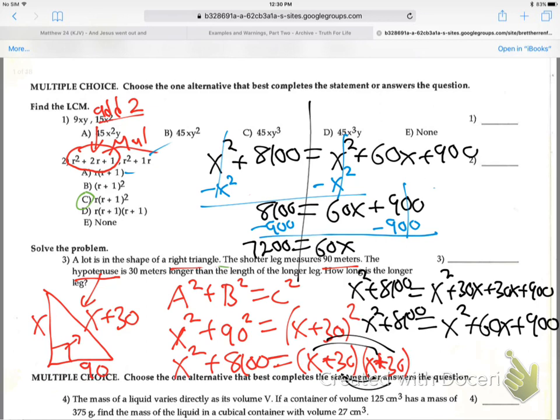I still need more room. This problem is going forever. I'm ready to be done. All right. One more. Well, I don't know where I'm going to go. Just out of room.